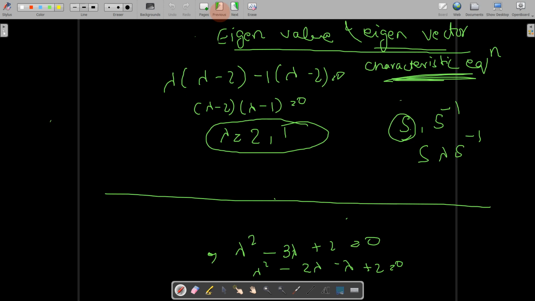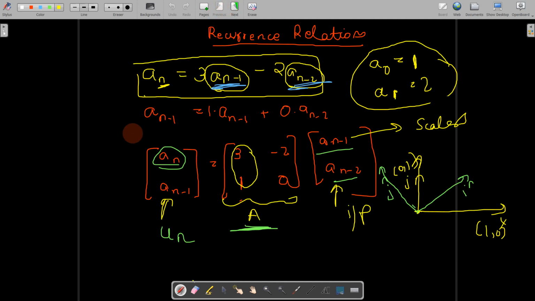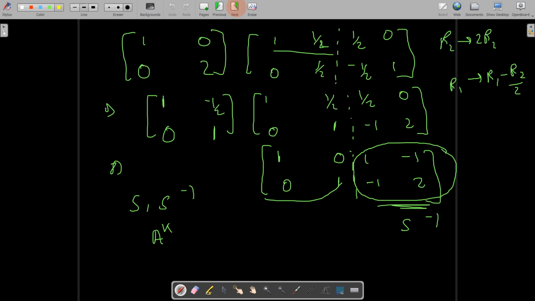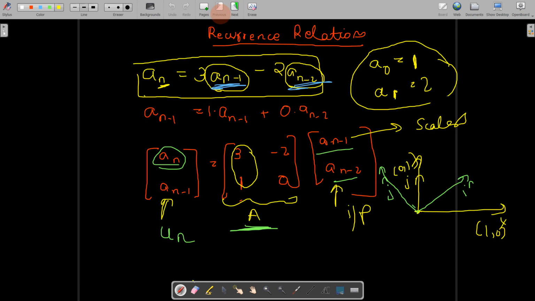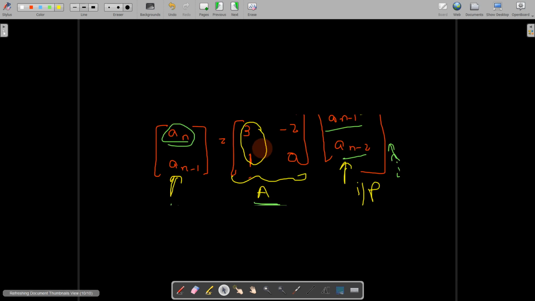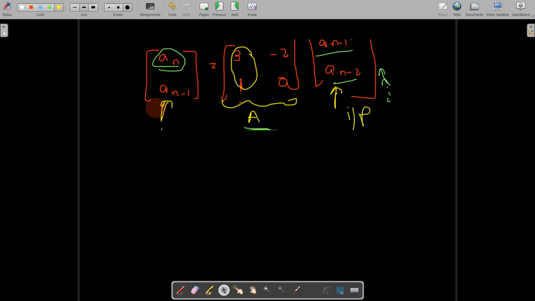Now we will move on in part 5 and represent this recurrence relation in terms of this eigenvalue decomposition, S lambda S inverse. How do we write it? Okay, let us see. This was our matrix, so we will just copy this part out to a new page. This was our recurrence relation, and this was our U naught.